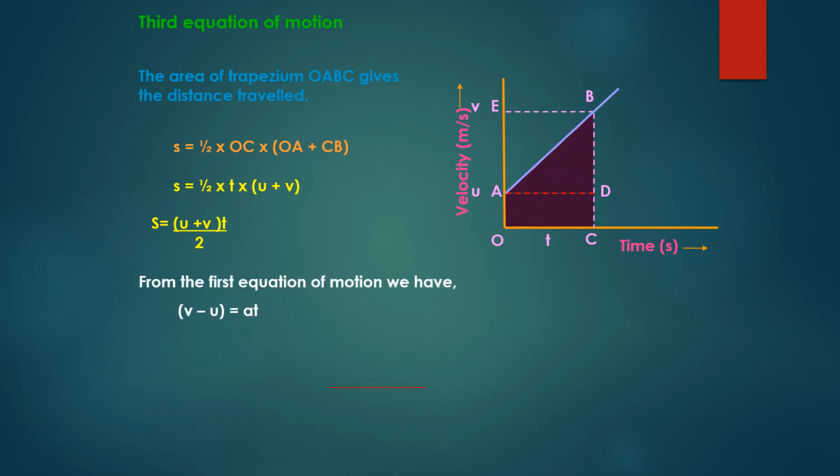From the first equation of motion, we have v minus u is equal to at. t is equal to (v minus u) by a. Now this is going to be substituted in the place of t in the third equation. So s is equal to (v plus u) into (v minus u) by 2a. Now we have v square minus u square is equal to 2as. So we derive at the third equation of motion.